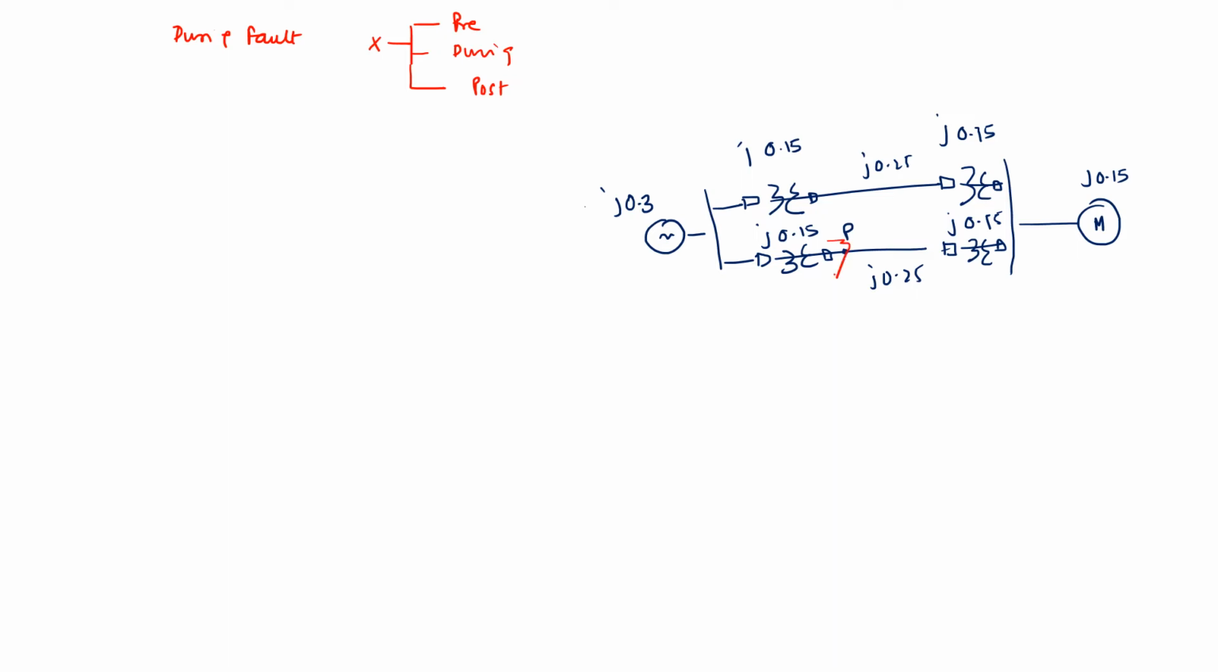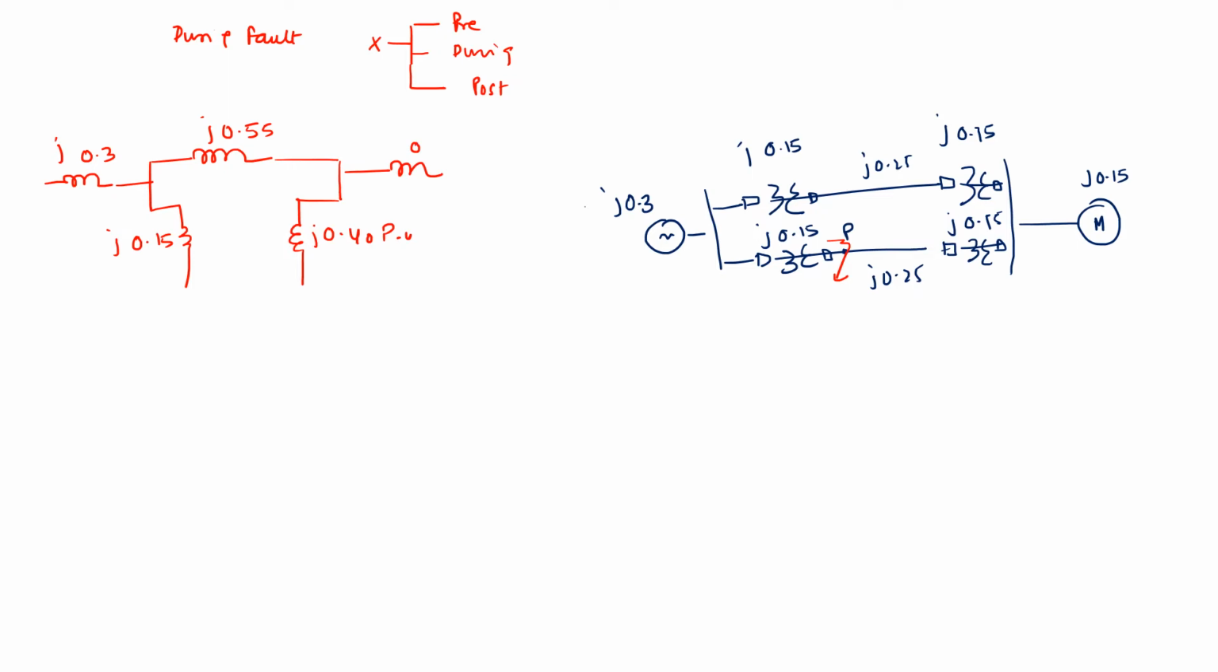So, we are having fault over here. Let us draw the network diagram. This is 0.3, which corresponds to the generator. Now, the 0.55 is corresponding to the upper transmission line, and the remaining two impedances are corresponding to the transmission line, 0.15. So, since the fault is over here, this 0.25 and 0.15 will be in series. So, this will be equal to 0.40 per unit. Let me put J over here. So, this is J, and then this is connected to the motor, which is 0.15 again.